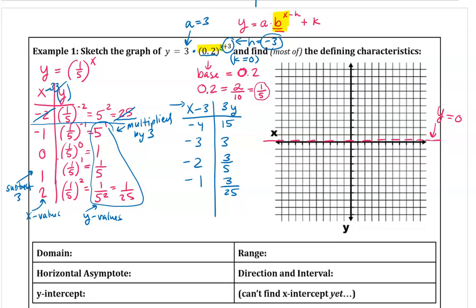Okay, so I'm going to plot these new points on my graph. So this would be -4, 15. 11, 12, 13, 14, 15. So it's off the grid, but it's manageable. Way up there. And then I'm going to also plot negative 3, 3. I will also plot negative 2 and 3/5.